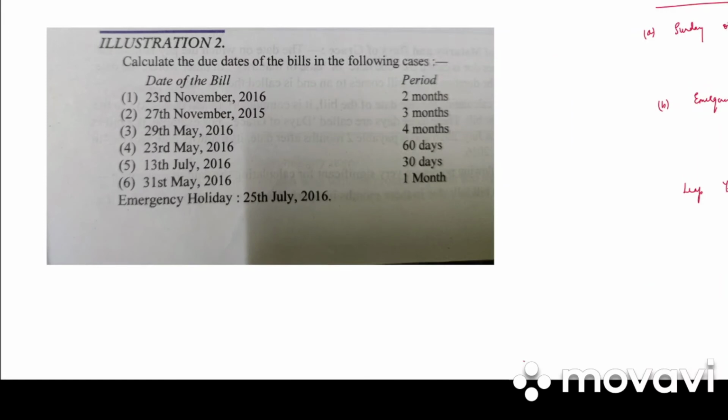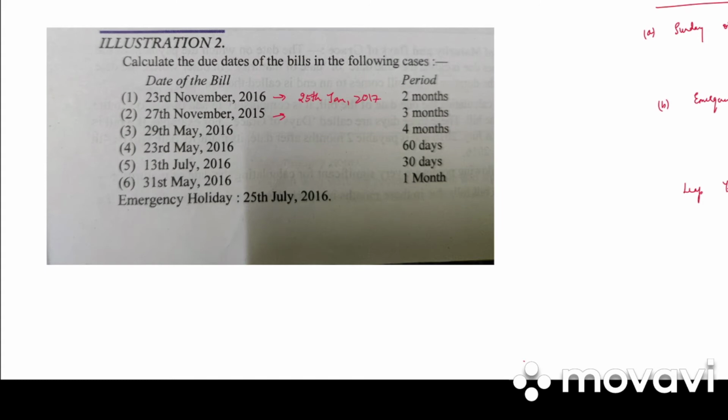So let us take down illustration 2. Calculate the due date of the following cases. 23rd November for 2 months. It is 23rd November to 23rd December, 23rd December to 23rd January plus 3 days grace, that is 24, 25 and 26th. But because 26th January is a public holiday, it will always mature on the previous day. So 23rd November due date will be 25th January 2017.